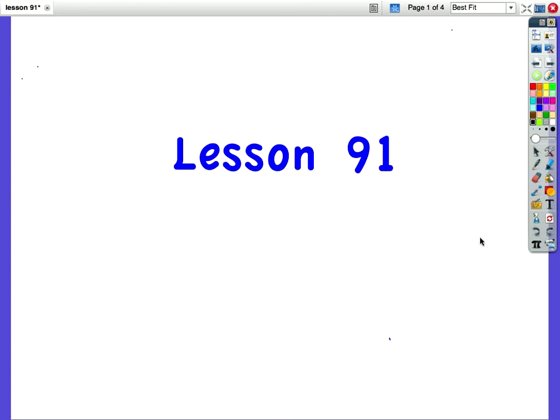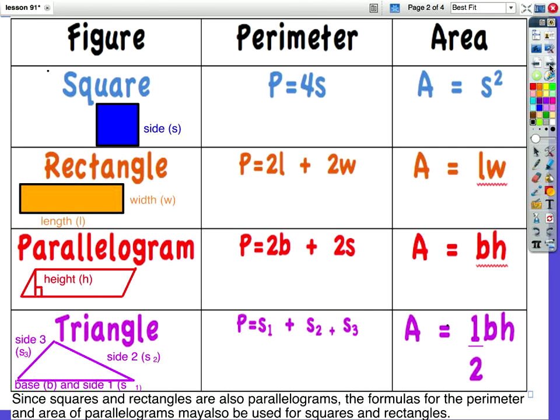For lesson 91, we're going to be talking about geometric formulas. So here we're going to look at some figures, some polygons, perimeter, and area, and how to find them. If you look at a square, all we need to know is one side. If we know one side, we should be able to find the perimeter and the area.